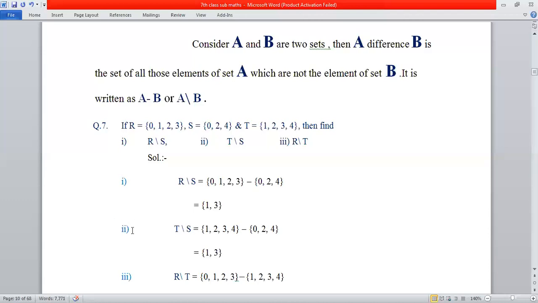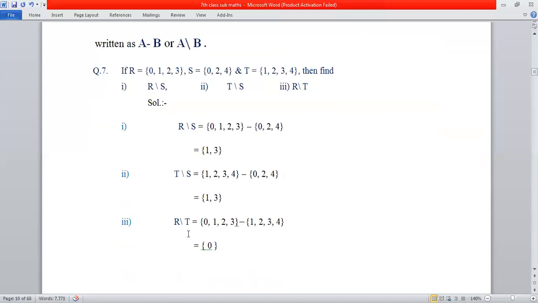Now come to the second part, T minus S. In place of T, we write the set 1, 2, 3, 4, then the minus sign, and then set S, 0 to 4. Again we look at the first set. Is 1 present in the second? No, so 1 will come in the answer. Is 2 present there? Yes, it will be subtracted. Is 3 present? No, it will come in the answer. Is 4 present? Yes, it will be subtracted. Only those elements which are not present in the second set will come in the answer.